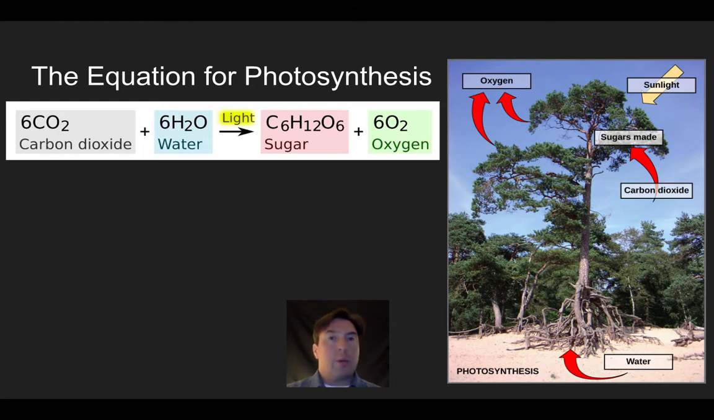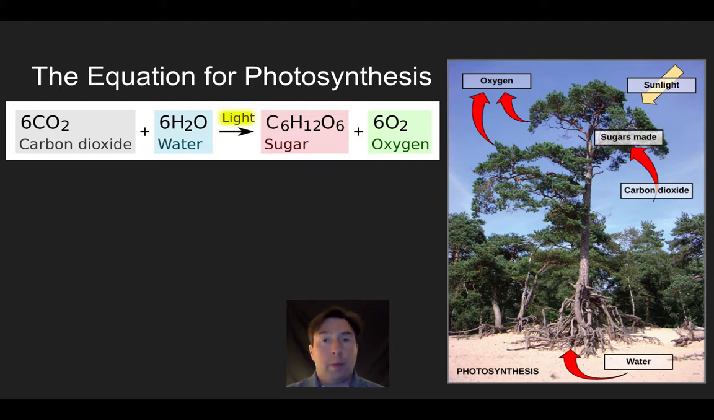So let's start with our equation for photosynthesis, which you guys should all be familiar with at this point. And that is that you have 6 carbon dioxide and 6 waters in the presence of light energy, and that's going to form 6 glucose molecules and 6 oxygen molecules. And so again, sugar is glucose in this instance, or other simple monosaccharides. In this case, C6H12O6 happens to be glucose.